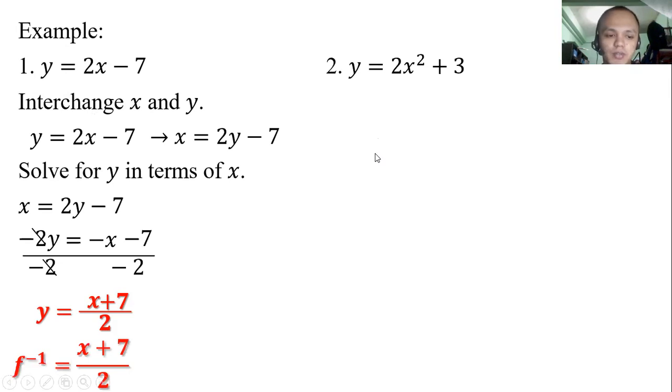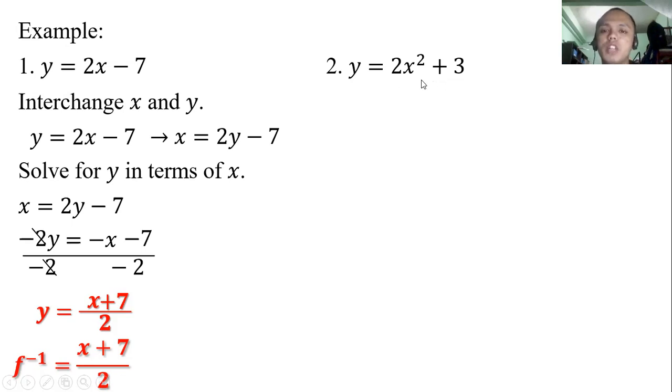Next. Okay, yan. Another form of inverse. Anyway, here, we have y equal to 2x squared plus 3. So this one's an example of quadratic function na hindi siya linear, quadratic function siya.